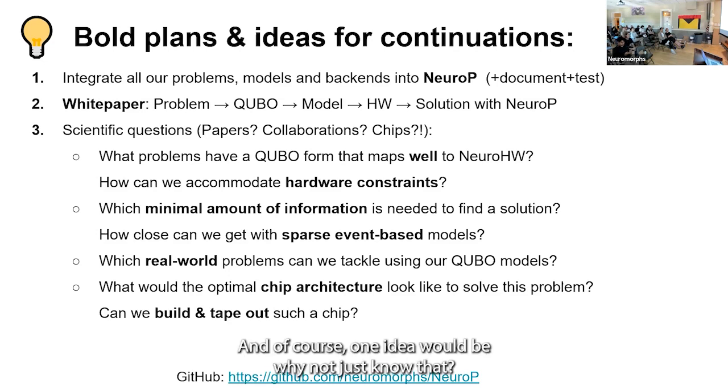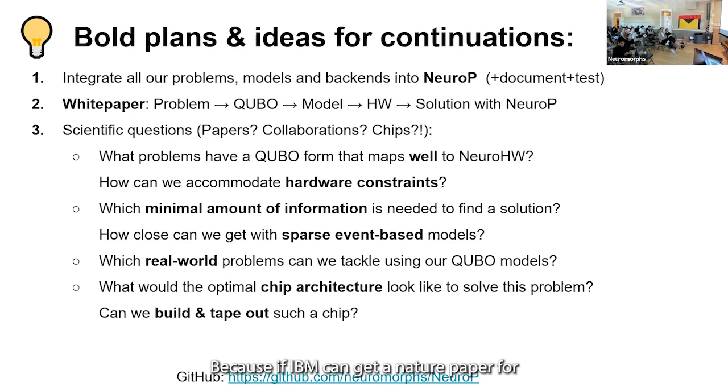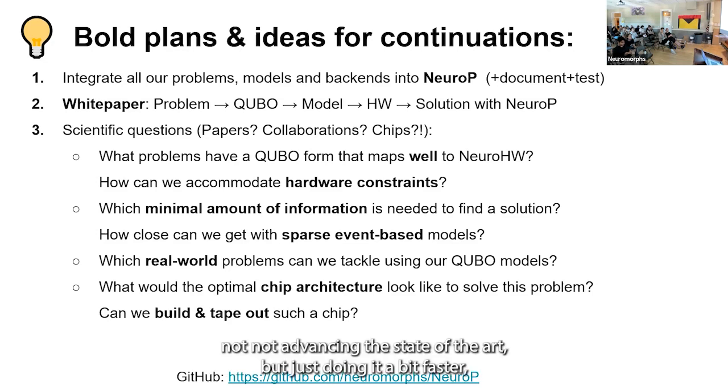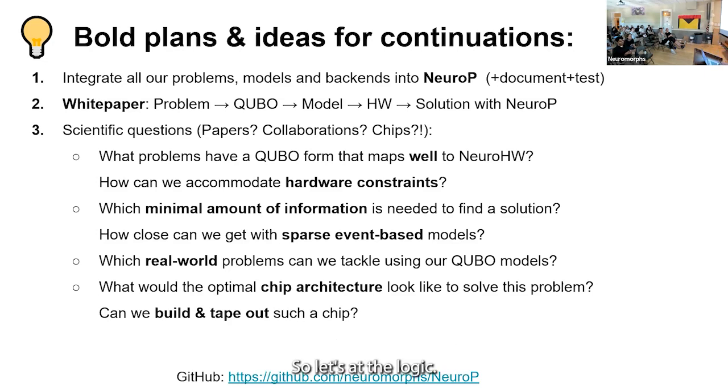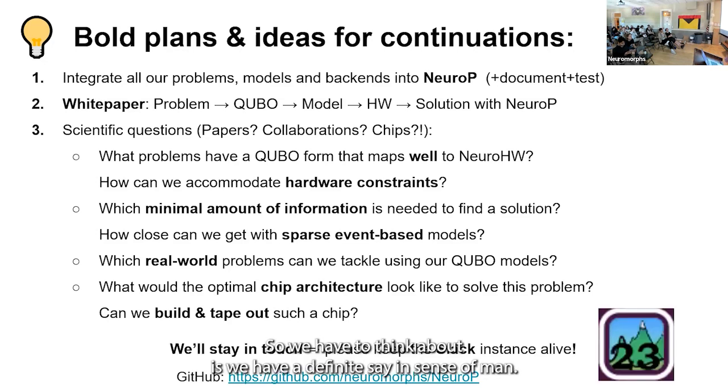And of course, one idea would be, why not just build it? Because if IBM can get a Nature paper for not advancing the state of the art, but just doing it a bit faster, if we can be faster than them, then we also deserve a Nature paper, right? So that's the logic here. Yeah, so we will think about it.